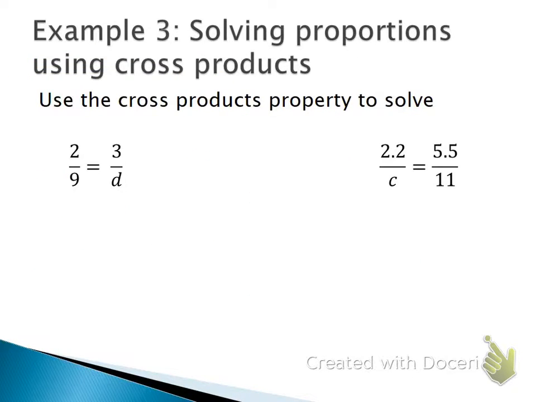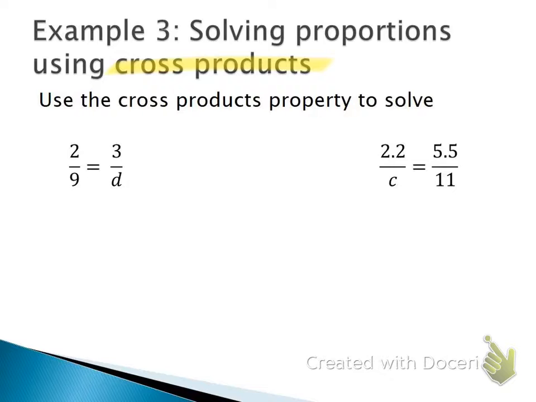Cross products. Now, with cross products, these work 100% of the time. You don't have to make sure that there's a clear missing link. You don't have to make sure your variable's in your numerator. It works every single time. So this is our preferred method for solving proportions. You still have to know the other two methods, but this is our preferred method.